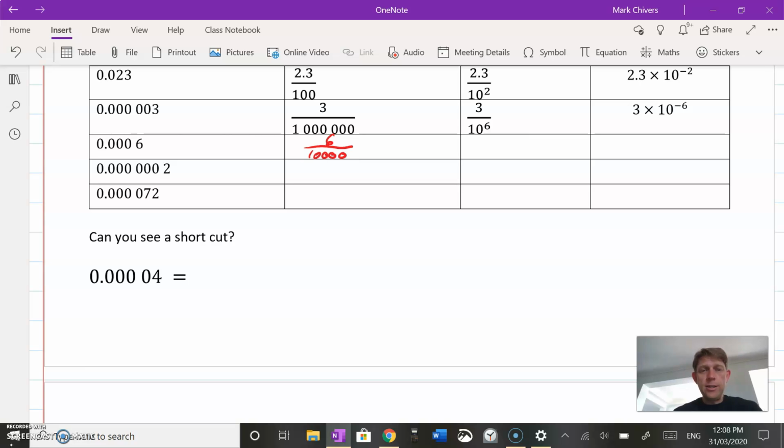So 6 divided by 10,000 is how I could display that number. And 10,000 is just 10 to the power of 4. So I'm going to end up with 6 times 10 to the power of negative 4.